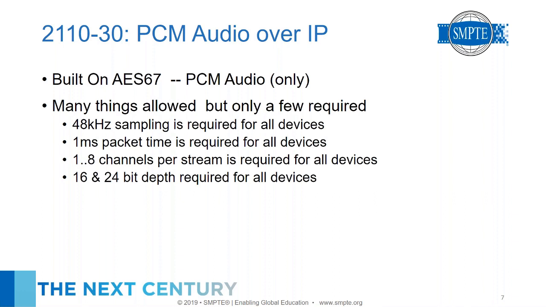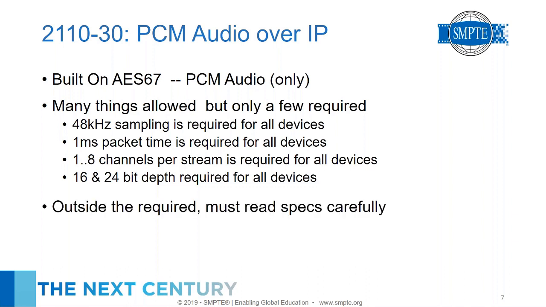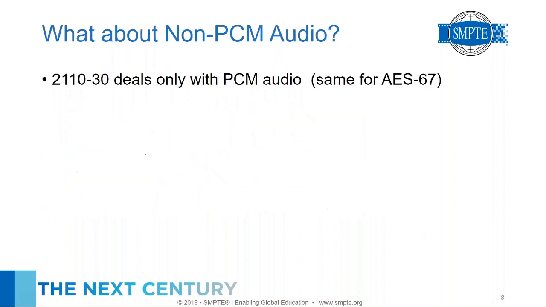Of course, 2110-30 and AES67 allow a lot of different styles of audio, so we are very careful to define that all devices have to support 48 kilohertz sampling. All devices have to support 1 millisecond packet time. All devices have to support up to 8 channels per stream. And all devices have to support 16 and 24-bit depth. But there are many other things that are defined that you could do if you are, in fact, trying to do a specialty application. So, as in all things, read the spec carefully if you're out in that fringe.